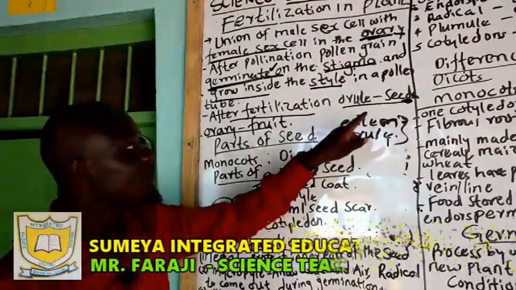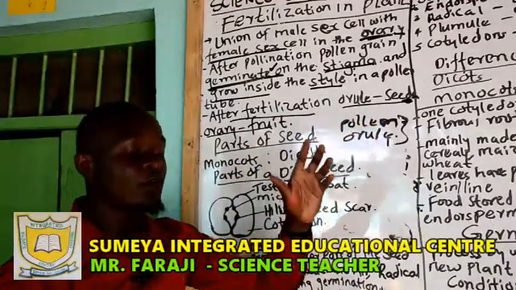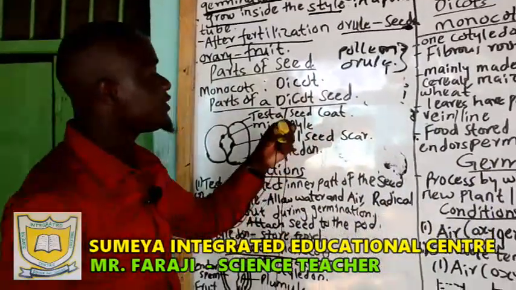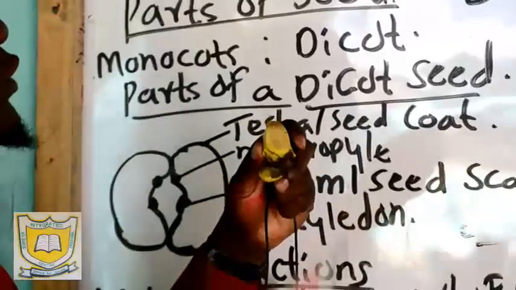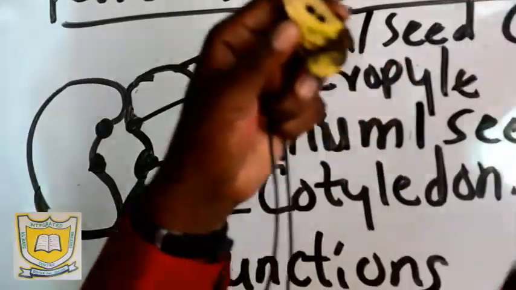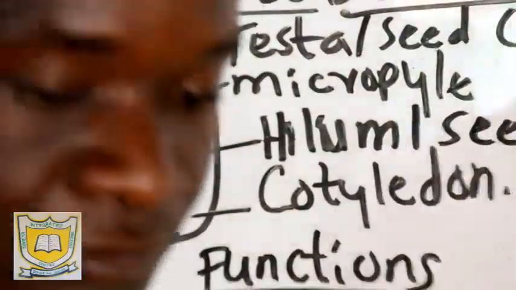But the seeds are inside the fruit. For example, in a mango plant, this is a mango seed. Now this mango seed, I have removed the external parts. We eat the flesh part of it, which is the fruit, but inside here, this one is what we call the seed.